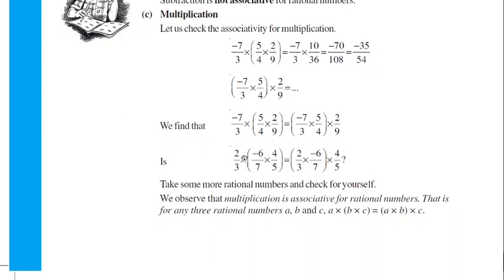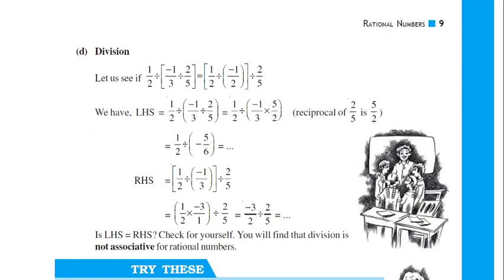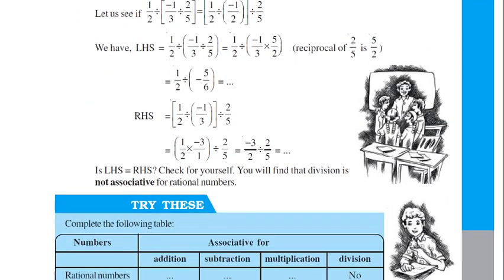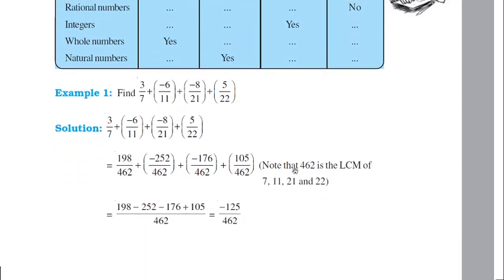For multiplication, again, you can check it yourself. Multiplication is associative with rational numbers also. And division is not associative. So just complete this box so you can remember it properly. Now some examples you have been given.